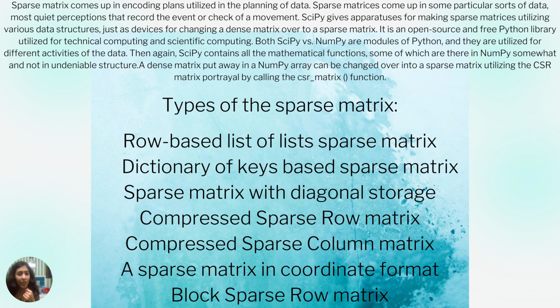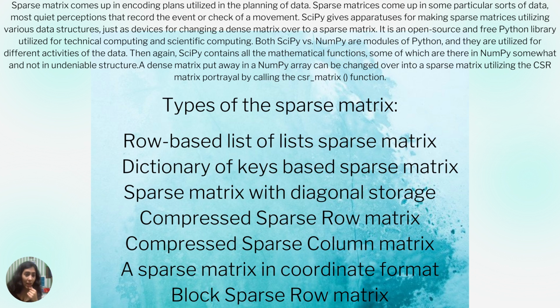SciPy gives apparatuses for making sparse matrices utilizing various data structures, just as devices for changing a dense matrix over to a sparse matrix. It is an open source and free Python library utilized for technical computing and scientific computing. Both SciPy and NumPy are modules of Python, and they're utilized for different activities of the data.